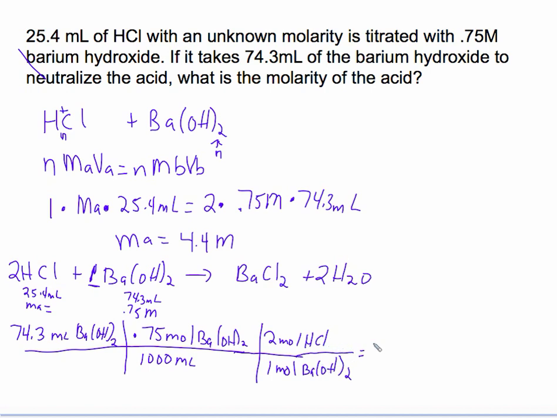Now, if I stop the problem right there, I'm going to be in moles of HCl. And if I do that on the calculator, I get 0.11145 moles of HCl. But I want the molarity of it, so I've got to divide that by how many milliliters I have, but actually it has to be changed to liters.